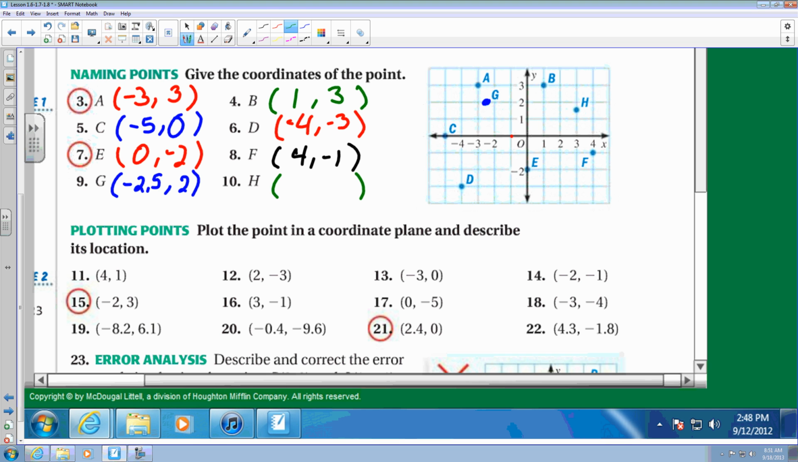Last one of these examples is H, which is right here. It's to the right, so it's going to be positive, which makes it a positive 3. And here again, it's in between two values, 1 and 2. So I can estimate that my y value is at a positive 1.5.